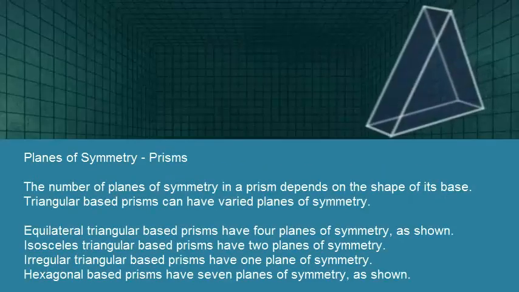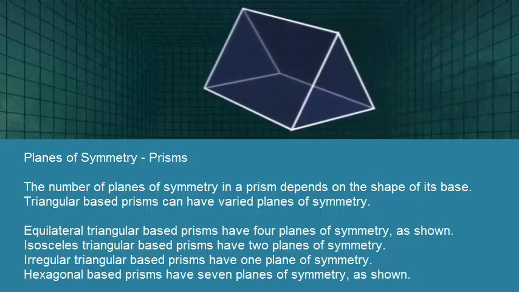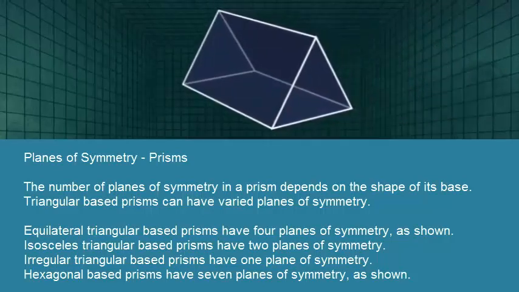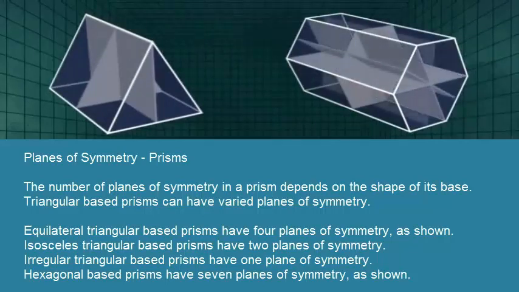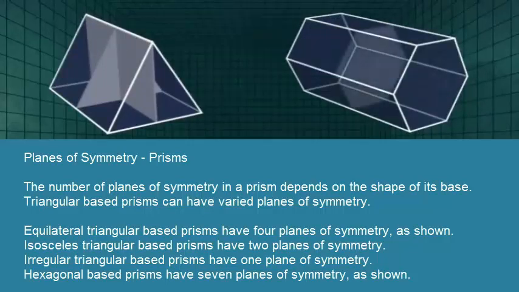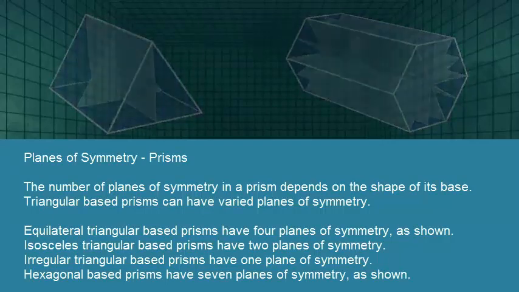Planes of symmetry, prisms. The number of planes of symmetry in a prism depends on the shape of its base. Triangular-based prisms can have varied planes of symmetry. Equilateral triangular-based prisms have 4 planes of symmetry, as shown. Isosceles triangular-based prisms have 2 planes of symmetry. Irregular triangular-based prisms have 1 plane of symmetry. Hexagonal-based prisms have 7 planes of symmetry, as shown.